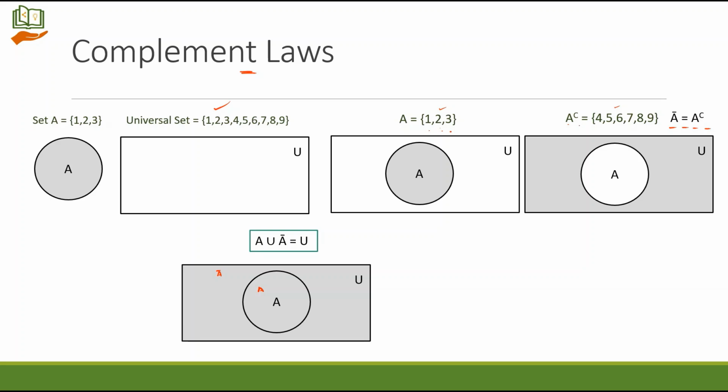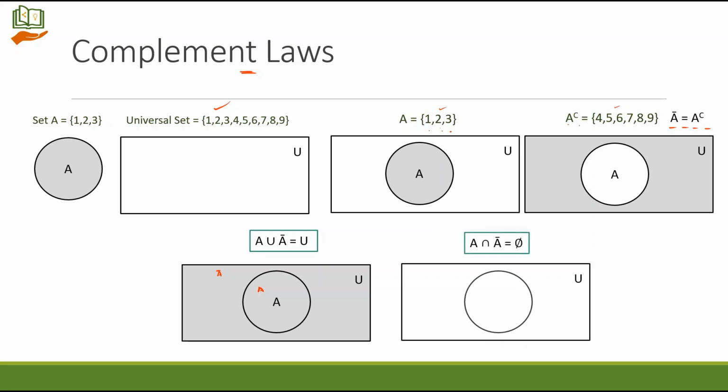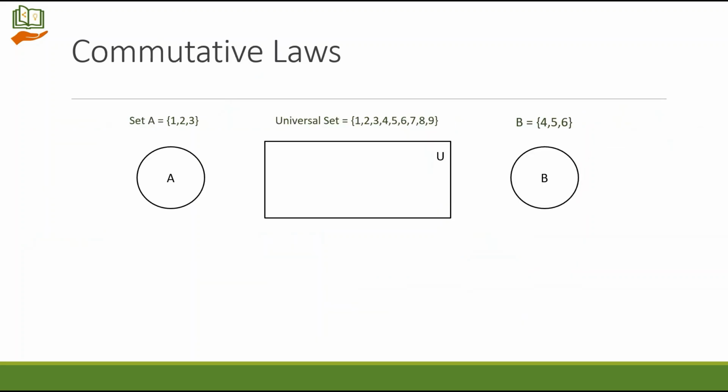Now we will find the intersection. A intersection A complement will give you empty set. It's because you don't have any common elements between A and A's complement. So empty set representation is this one. By this we mean that A intersection A complement will be empty set. Now we are moving to commutative laws.